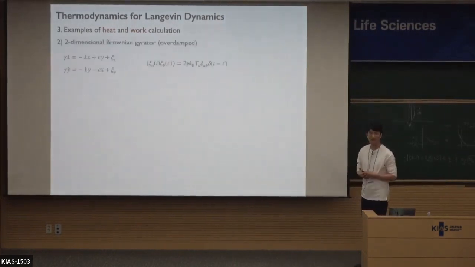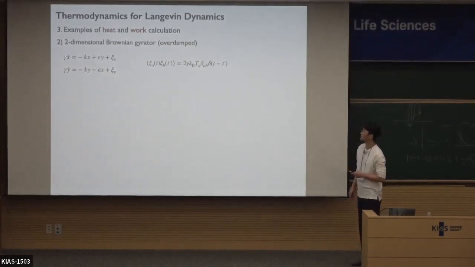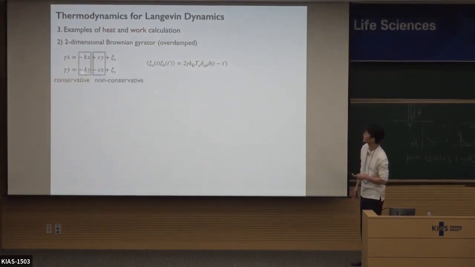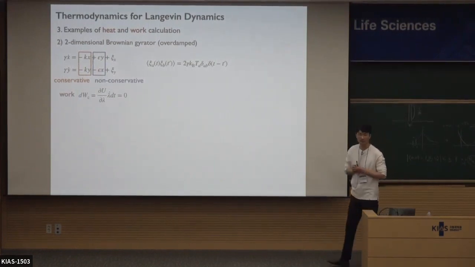Okay, let's turn to the next example. It is about the two-dimensional Brownian gyrator in an overdamped Langevin system. So it is a two-dimensional system. This part is the conservative force, a harmonic potential. And this part is a rotational force. I mean, a rotational force cannot be derived from a potential, so it is a non-conservative force. So how can you calculate work here?